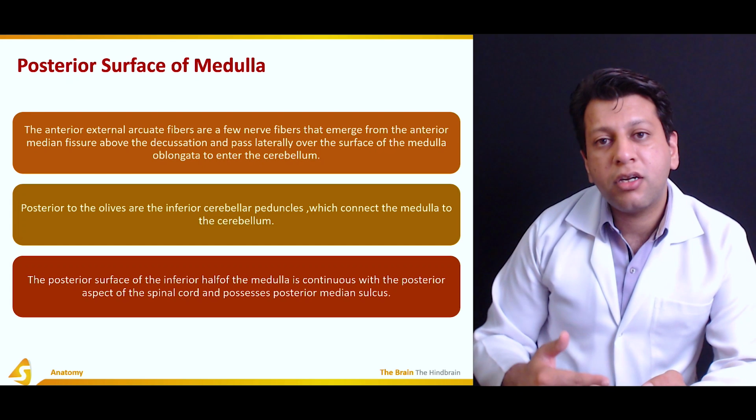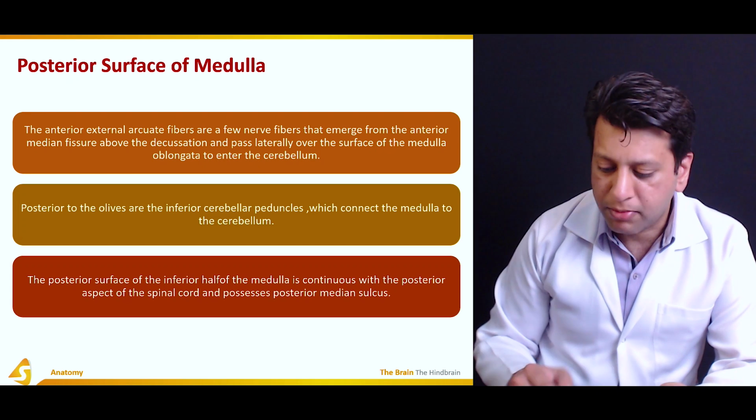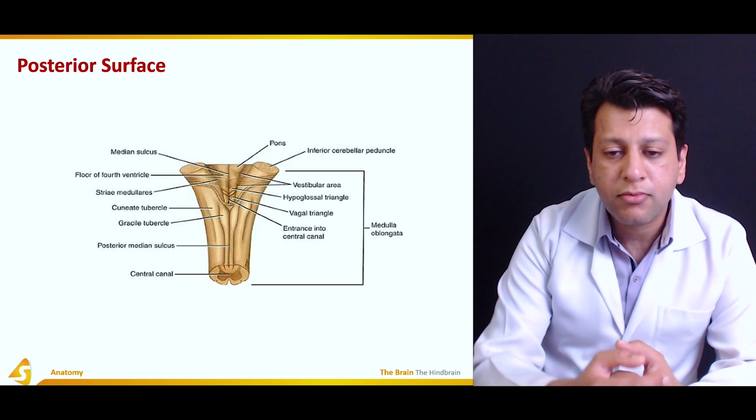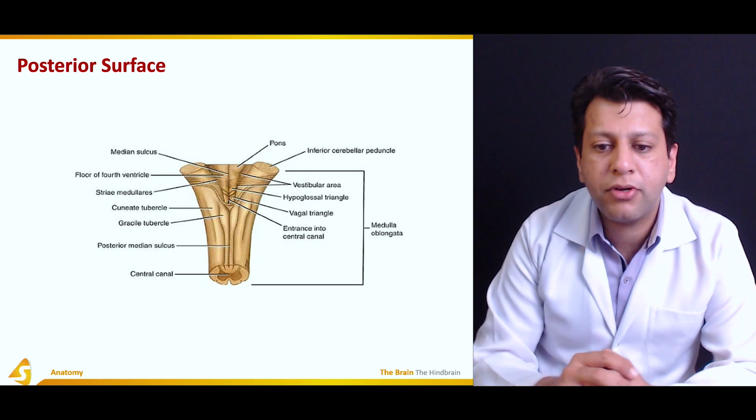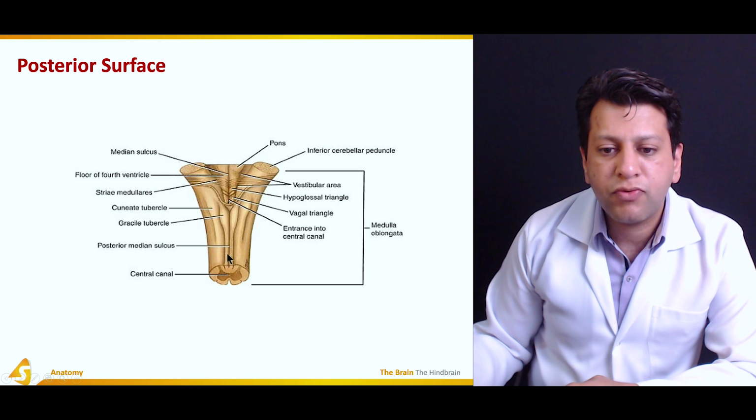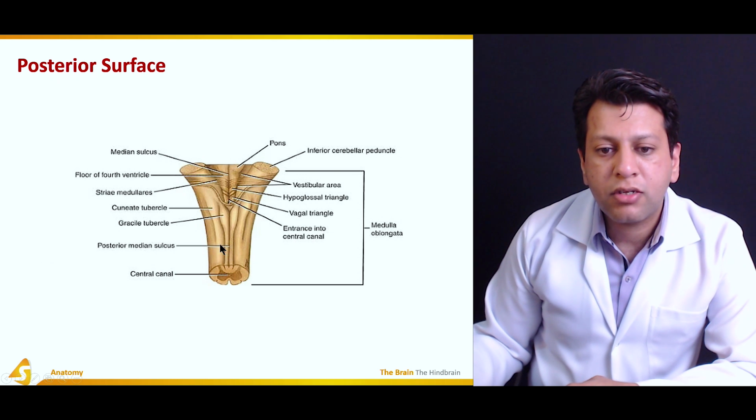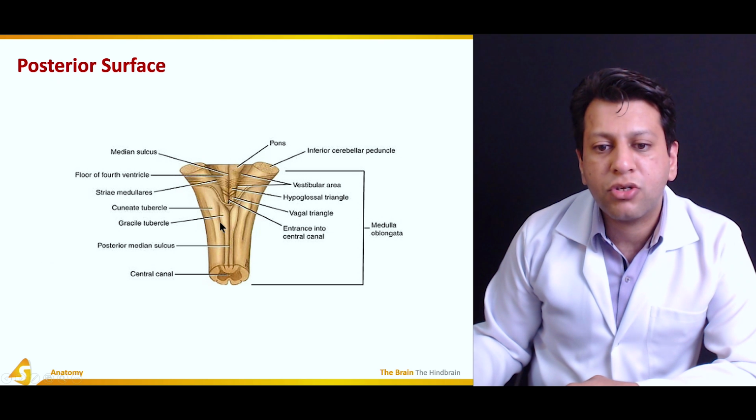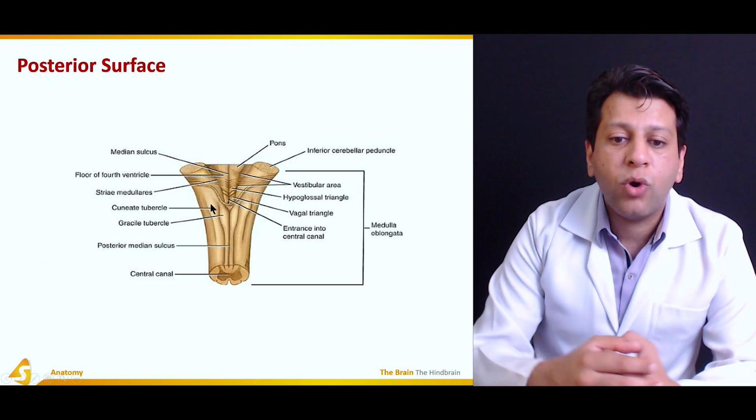Anteriorly, there is the anterior median fissure. On the posterior side, there is the posterior median sulcus. Now you can appreciate this is the posterior median sulcus, which actually continues with the posterior median sulcus of the spinal cord. Now there are two tubercles, one called the gracile tubercle, the other called the cuneate tubercle. Why is it called this?